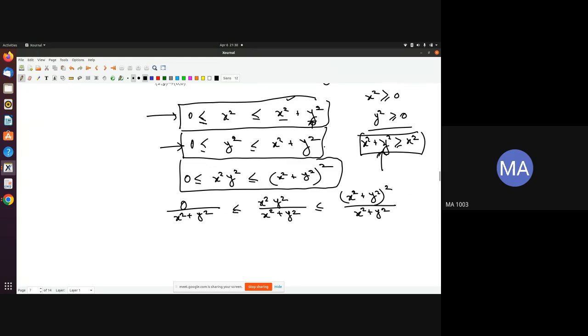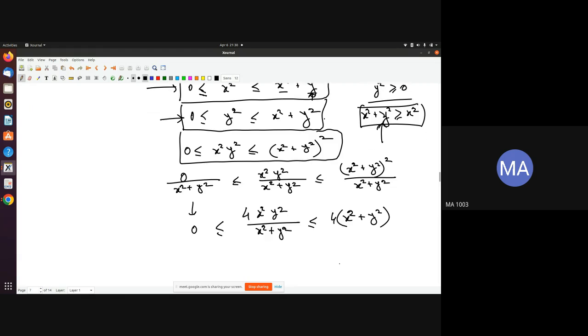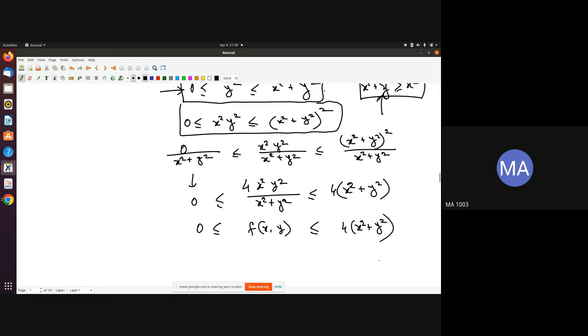So this left hand side is 0. This is more or less our function, a 4 is there, and this is x square plus y square. So I can multiply 4 on all this, and I am getting 0. This is my function f(x,y). This is my g(x,y). This is my h(x,y).